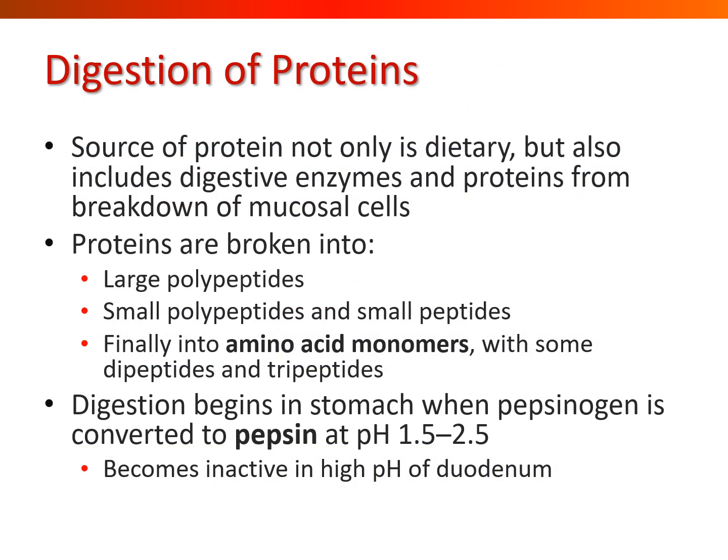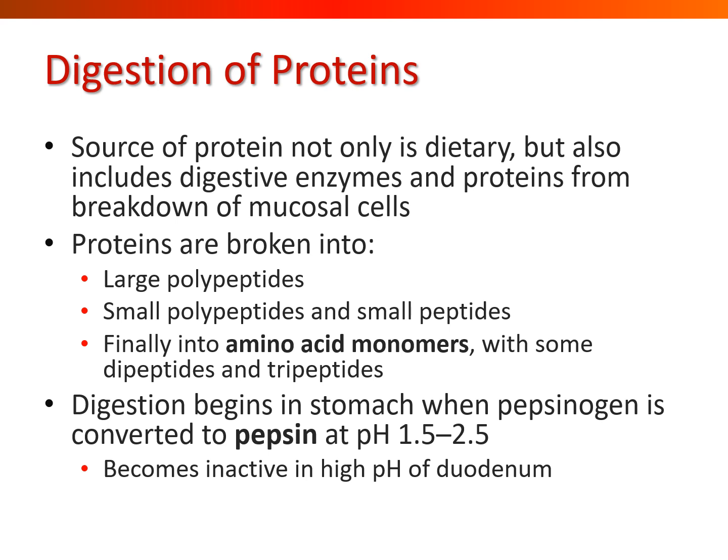We can get proteins from a number of places, not just necessarily from our diet, because keep in mind, enzymes are made of proteins, and many of our cells are going to contain proteins. So we could be getting proteins from other parts of the body through a natural breakdown process. But wherever they come from, our proteins are going to be broken down first into large polypeptides, and then into small polypeptides, and then finally into the amino acids, which are the building blocks of proteins.